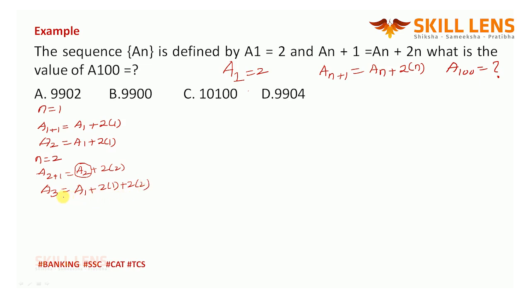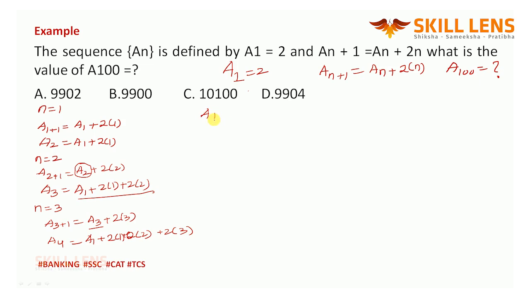Now if you closely observe, let me take n is equal to 3. You will understand something. A of 3 plus 1 is equal to A3 plus 2 of 3. So this is nothing but A4. That is nothing but what? A3. In place of A3, can I write this value? So A1 plus 2 into 1, plus 2 into 2, plus 2 into what here? 3. So what's happening here? If A4, you are writing till 2 into 3. If A5, you can write till 2 into 4.